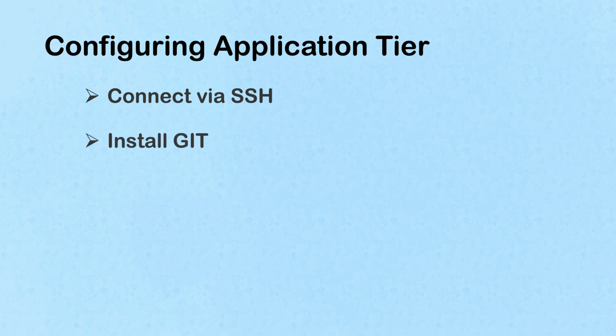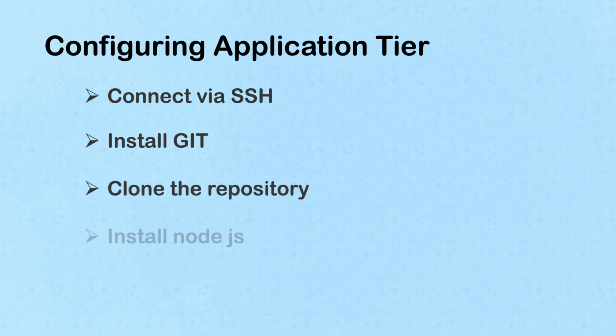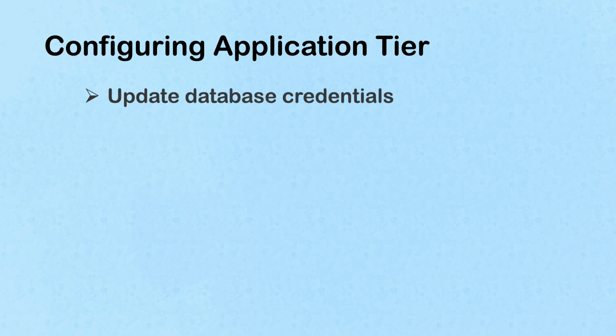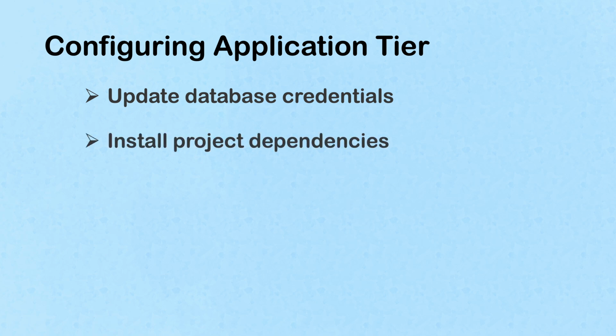Let's configure our application tier EC2 instances. We'll begin by accessing our application tier EC2 instances. Once connected, we'll install Git, clone the necessary repository, and set up Node.js. Next, we'll update the database credentials within the backend Node.js application. We'll install the necessary project dependencies.